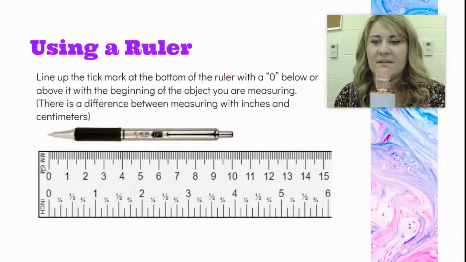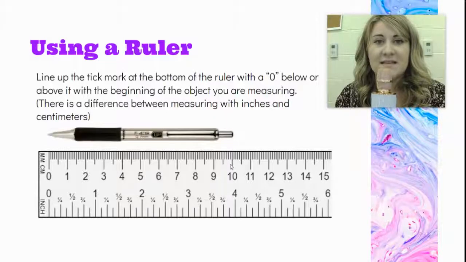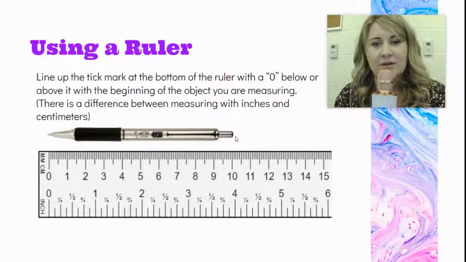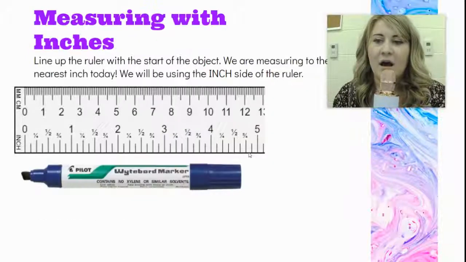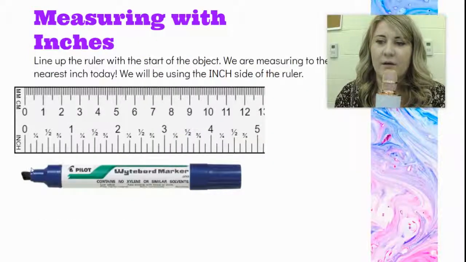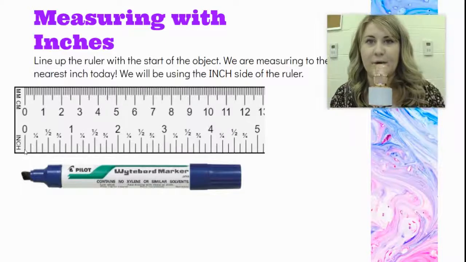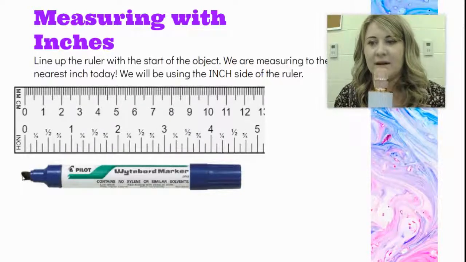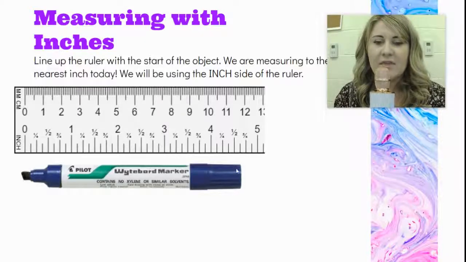So our centimeter side, cm for centimeters, tells me that this pen is 10 centimeters long. If I wanted to look down, I could also see that it's about 4 inches long. Also, if we wanted to measure this marker, let's look at this measuring it with inches. I'm going to rotate my ruler to use the inch side. Notice how it says inch here. I'm going to line the tip of whatever I'm measuring up with the 0 mark. So I line the tip of the marker up with the 0. And I look at the tip of this marker.